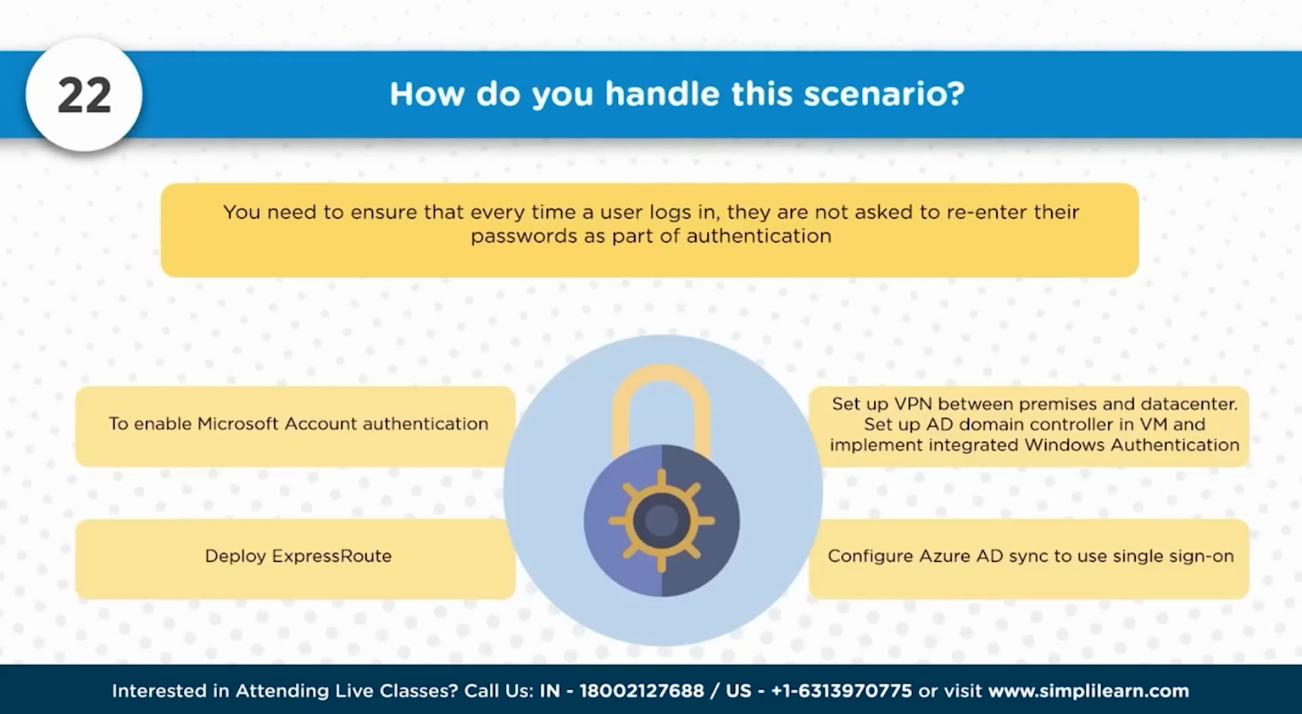The first one is to enable Microsoft account authentication. Well, it's not going to fix it, because with that the user will still need to re-enter the username and password. Deploy Express Route. It's not going to fix it either, because Express Route is a network level service that connects on premises to the cloud. So that has got nothing to do with prompting or not prompting for password. And then we have set up VPN between on-premises data center and Azure, set up AD domain controller in VM, and implement integrated Windows authentication.